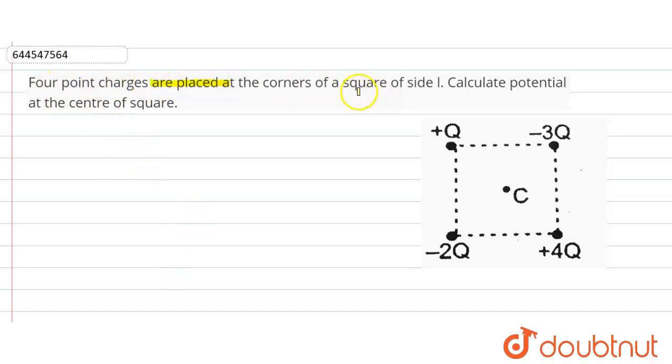Hello friends, question is given here. Four point charges are placed in the corners of a square of side L. Calculate the potential at the center of the square.